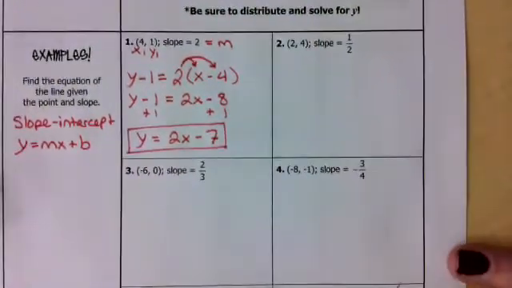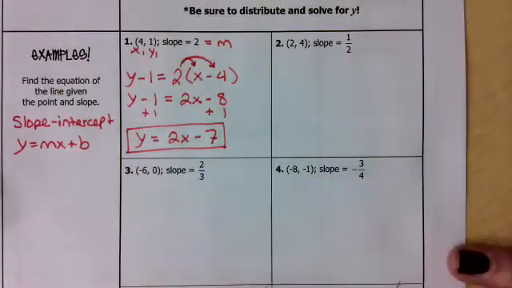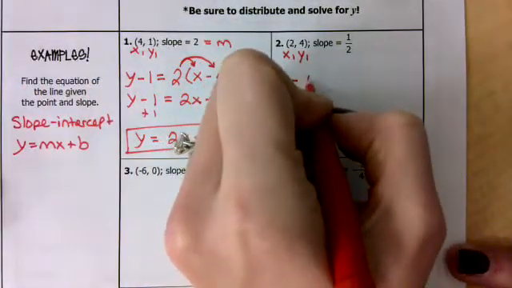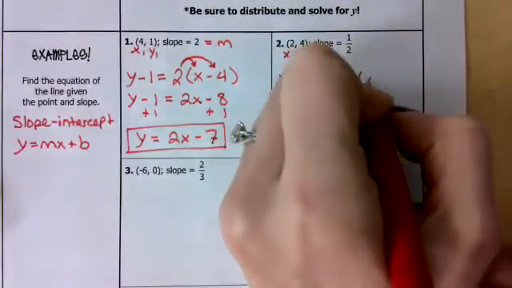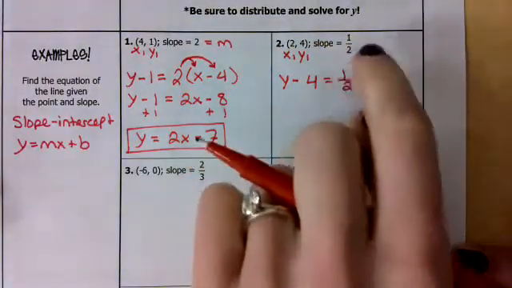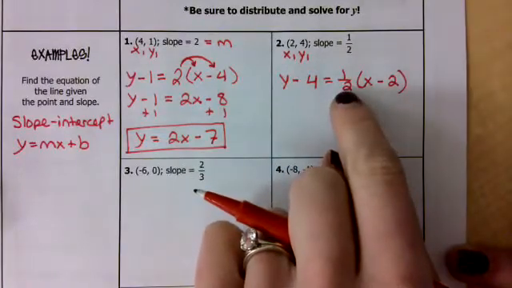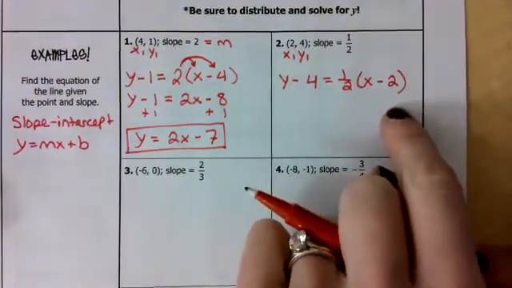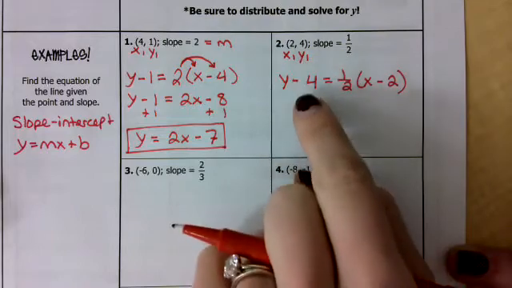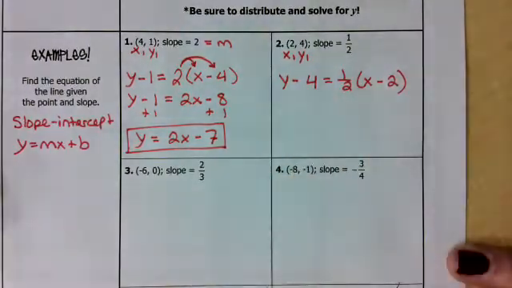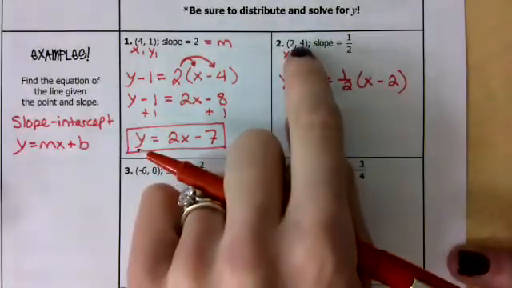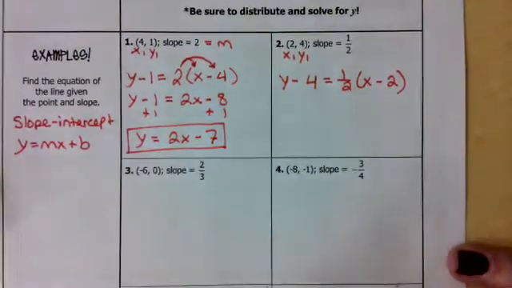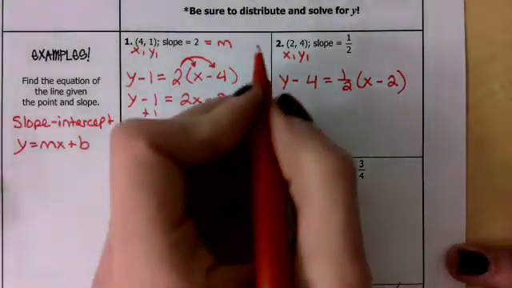Okay. I'll do one more example with you, and then you can do these two on your own. So I'm plugging in again. My 1/2 goes in for my m, for my slope. And my 2 goes in for my x1. My 4 goes in for my y1. Be careful, if any of these are negative, then you're going to have a minus negative going on. And remember, minus negatives turn into positives. So be careful of your signs.